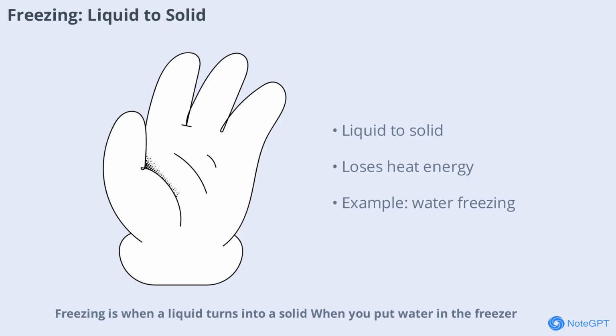Freezing is when a liquid turns into a solid. When you put water in the freezer, it becomes ice. This happens because the particles in the liquid lose energy and slow down, arranging themselves into a fixed pattern. Freezing is a common process, whether it's making ice cubes or watching ponds freeze in winter. It's the reverse of melting and shows how temperature affects matter.